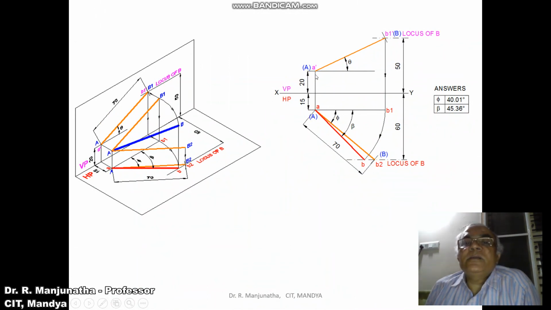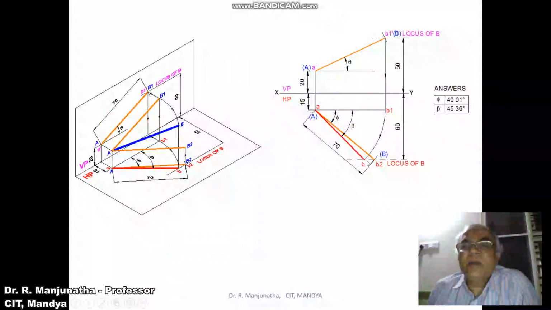So this is the true length in the front view, which means it is parallel to the XY line in the top view. A is in front of VP by 15 mm, so draw a vertical projector from here so that AB1 will be in front of VP by 15 mm. Then only the top view line is parallel. With A as center and AB1 as the radius, we draw an arc such that it cuts the locus of B in the top view, because B is in front of VP by 60 mm. So you're going to get this point AB.